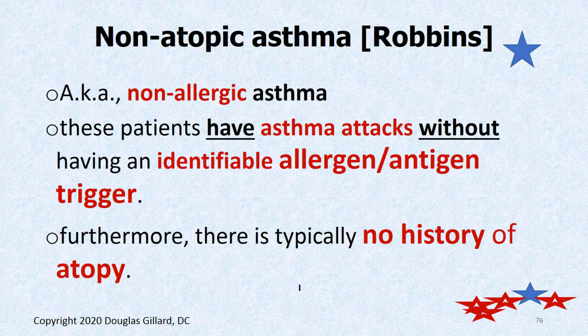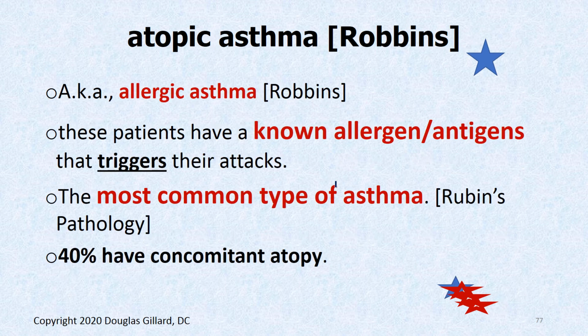All right, so let's look at non-atopic asthma. These patients have asthma attacks without any allergen. So there's no identified allergen. They get tested. We don't know an antigen or allergen, same thing. We don't know what the trigger is. Well, we do know what the trigger is in some cases, but there's no physical thing floating in the air that they breathe in or they eat that causes this.